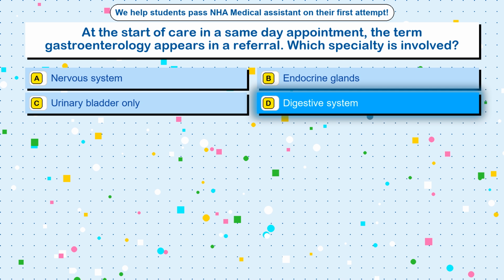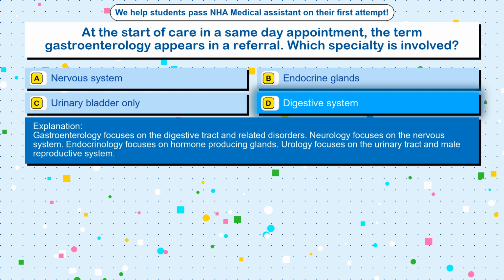Digestive system. Gastroenterology focuses on the digestive tract and related disorders. Neurology focuses on the nervous system. Endocrinology focuses on hormone-producing glands. Urology focuses on the urinary tract and male reproductive system.